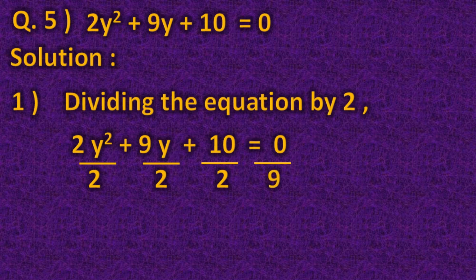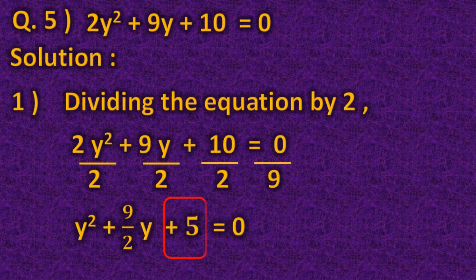Now check, first term 2 cancels. Third term, 2 5s are 10. So y square plus 9 upon 2y plus 5 is equal to 0. Here 5 is not suitable. So we will find a suitable value k in place of 5. To find a suitable value we will write y square plus 9 upon 2y and instead of 5 we will write k. K is such that it will be a complete square of y plus a whole square.